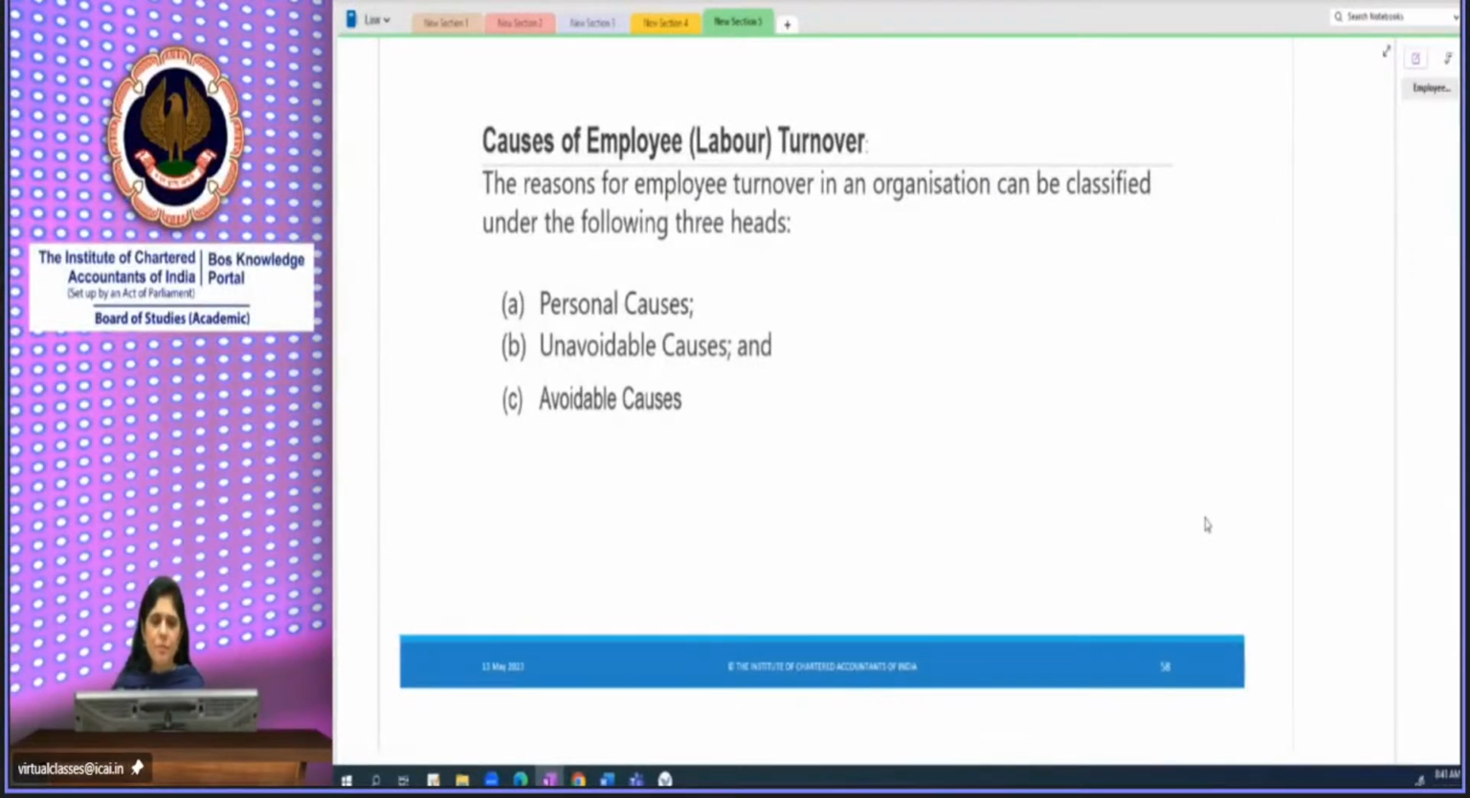So that is unavoidable. Avoidable causes are the causes where the management has some control and can reduce labor turnover. Avoidable causes mean the salary is less, so the employee says, I don't want to work here. The management can increase the salary and give more incentives. Or the employee says that I don't like my superior, or my boss is not happy with me, or always shouts at me. Then the management has some control.